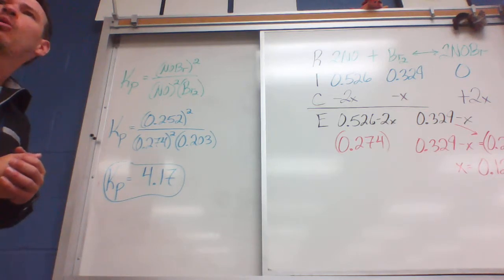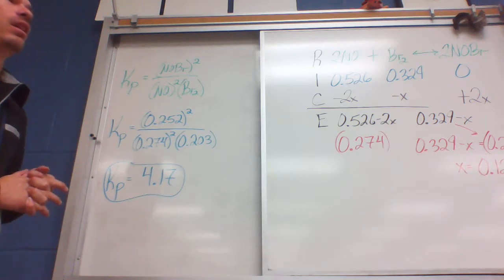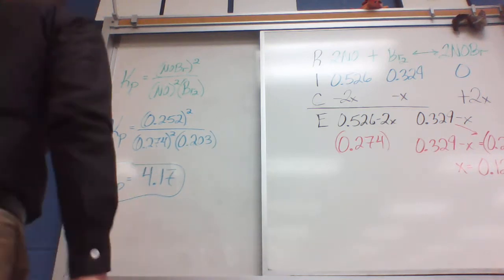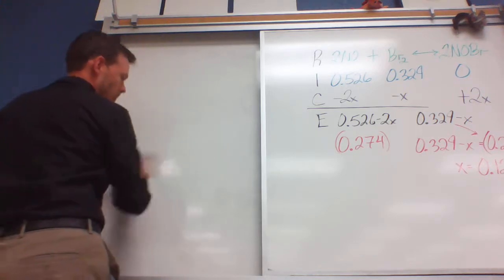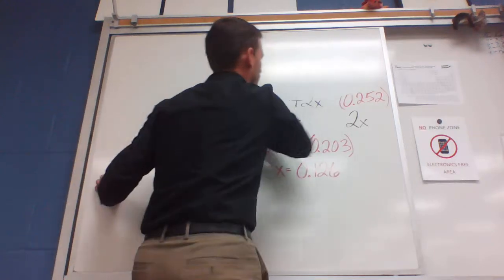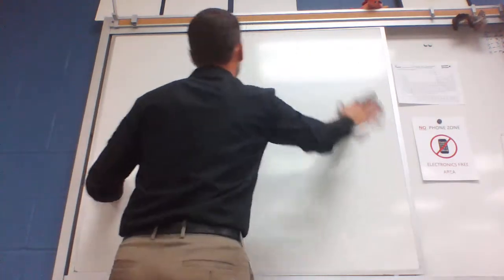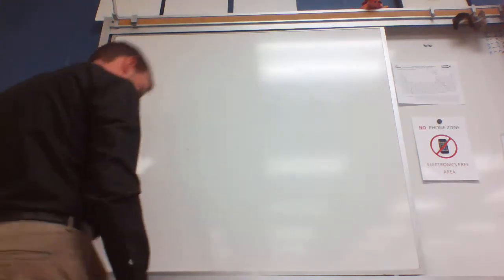All right, so what's the worst thing that can happen to you on an ICE table? Let's take a look. Go ahead and switch it over. This was the hardest one. All right, let's take a look at one more problem.